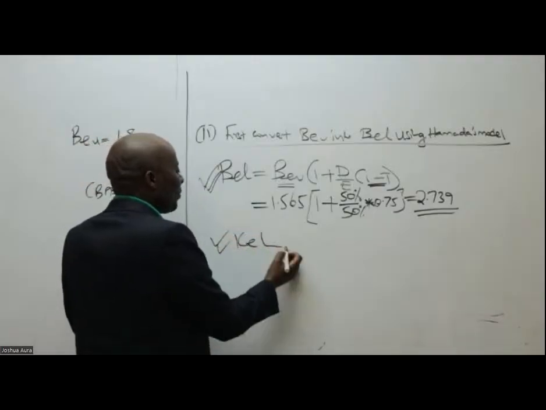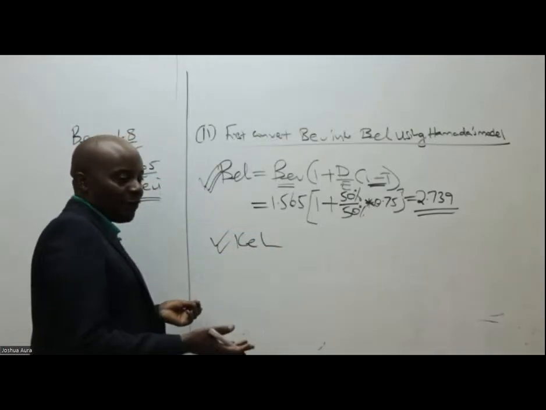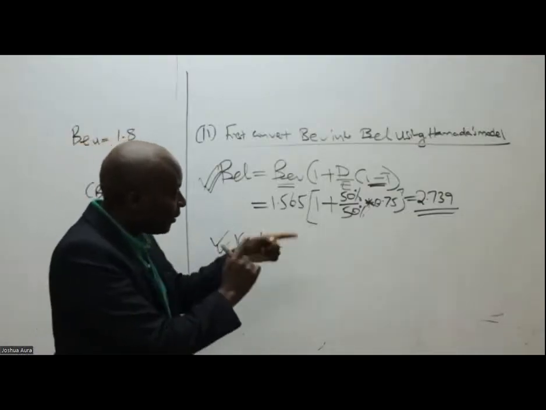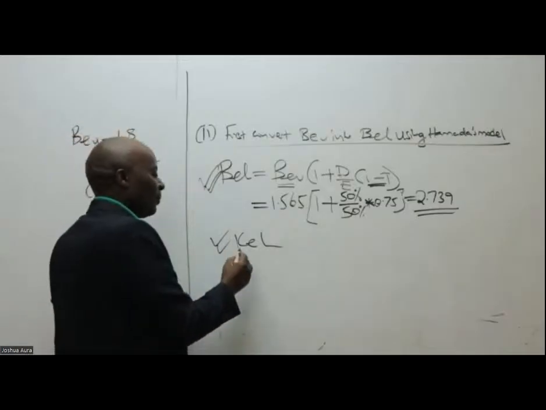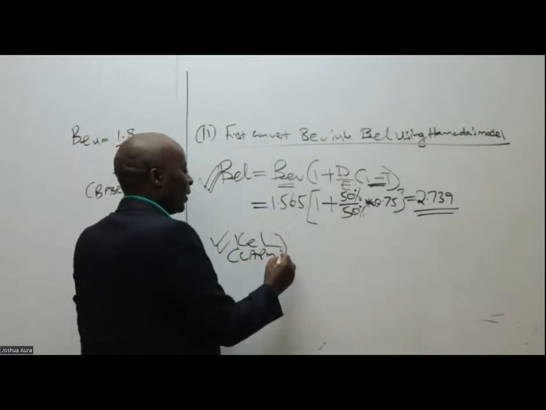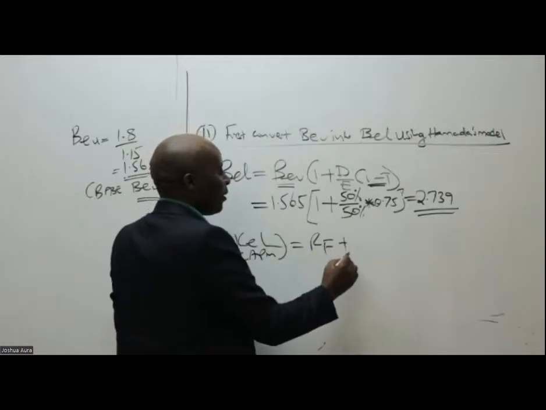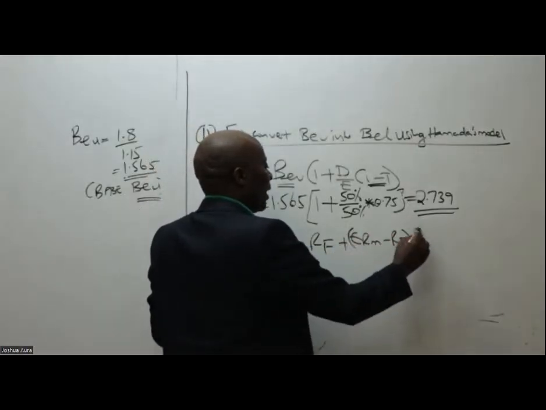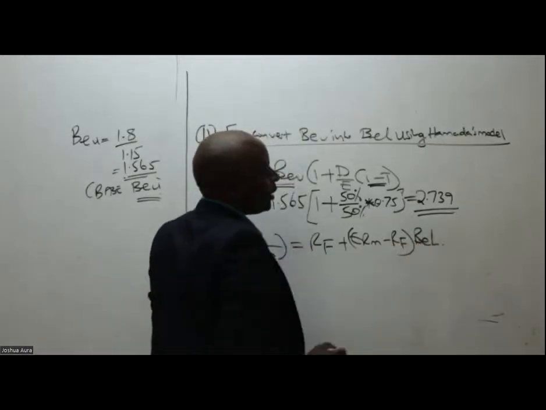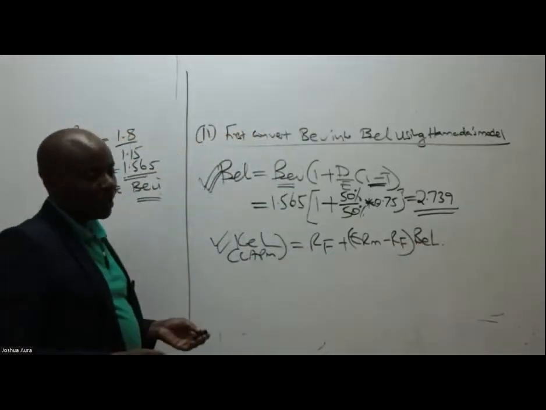Cost of equity this time around will be the cost of equity of a levered firm, because now the firm has debt, 50%. So it's Ke using CAPM. This will be equal to risk-free plus (ERM minus risk-free) multiplied by beta equity of a levered organization. This now is levered.